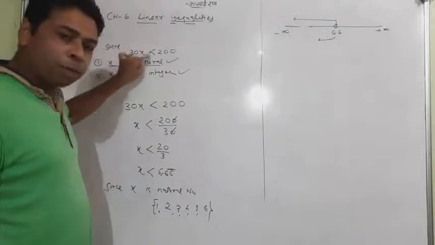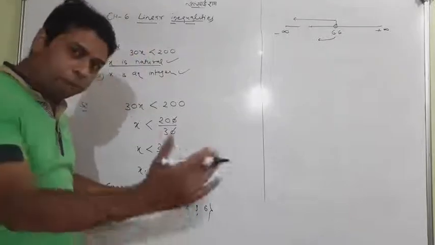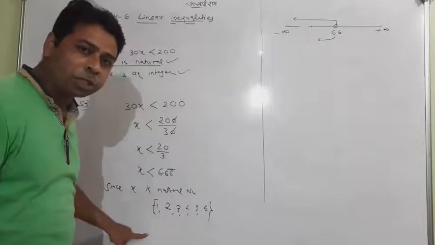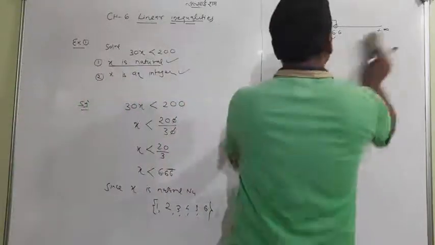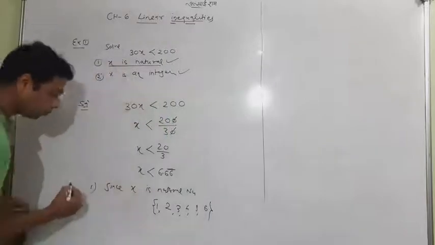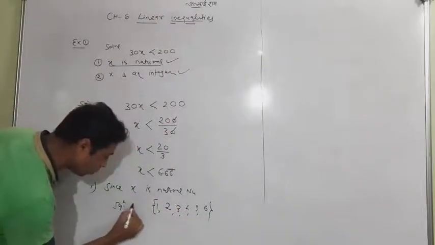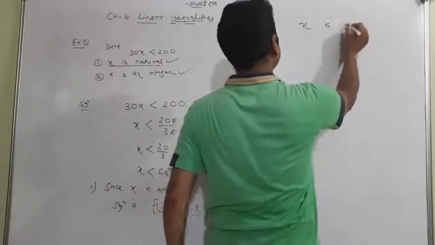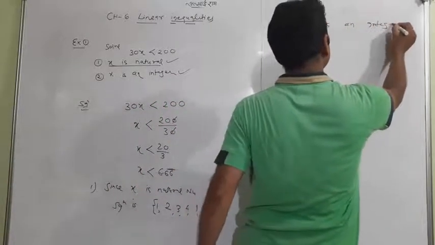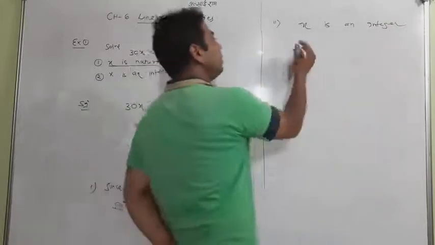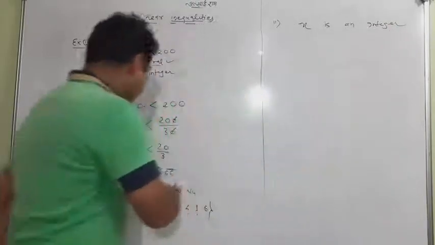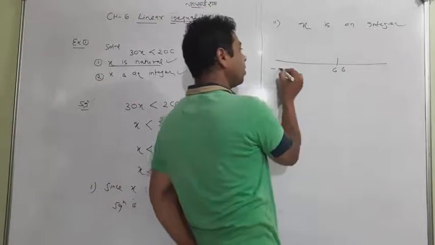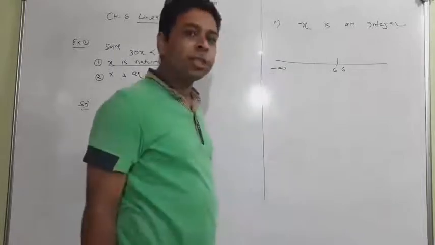X is a natural number, so we will only choose those numbers which are less than 6.6 and these are natural numbers. So this is very interesting. Okay, now if I say it's the first question, the solution is this one. Second, if I ask you if x is an integer, very interesting. Then the answer is, now tell me one thing, x less than 6.6. So how many values? This is 6.6 and x less than 6.6. How many integers are there?